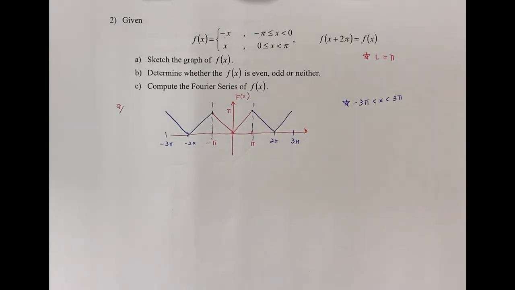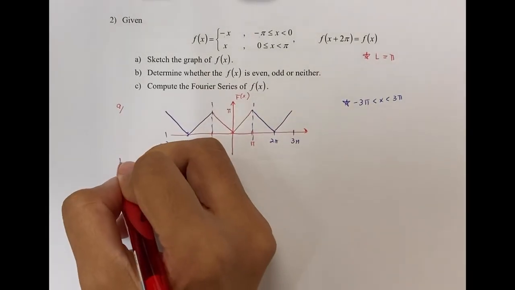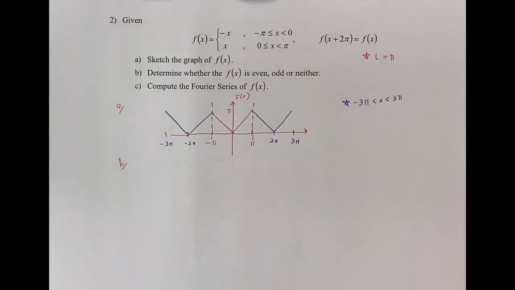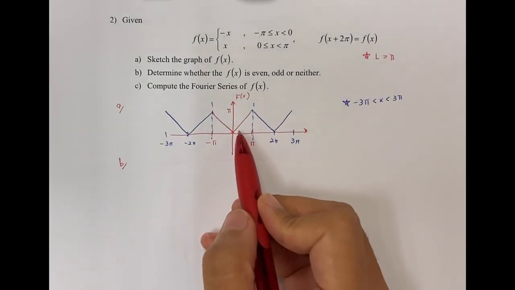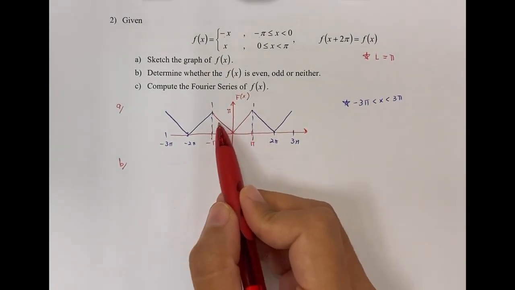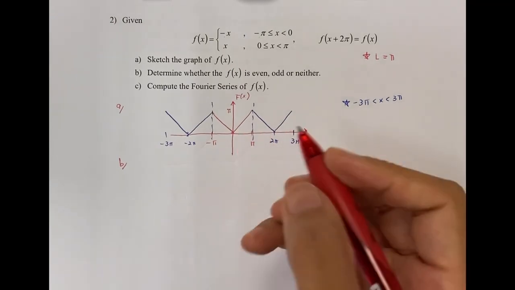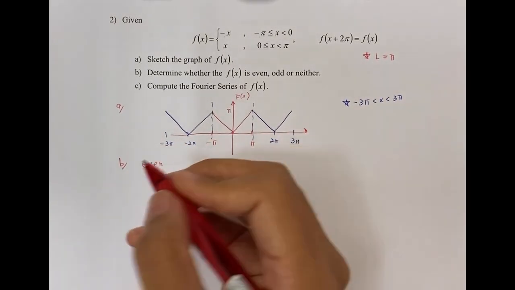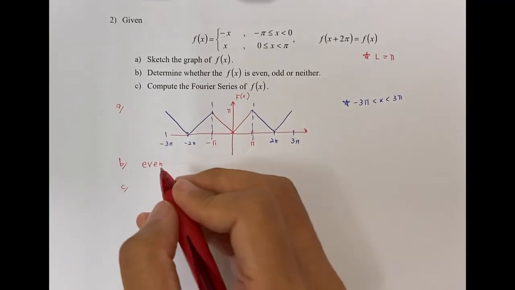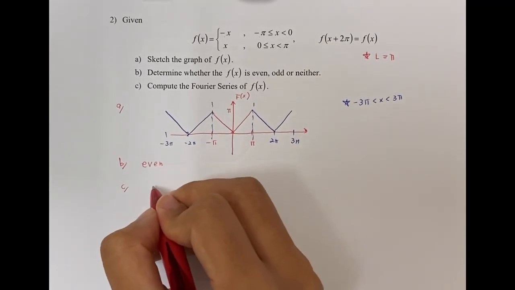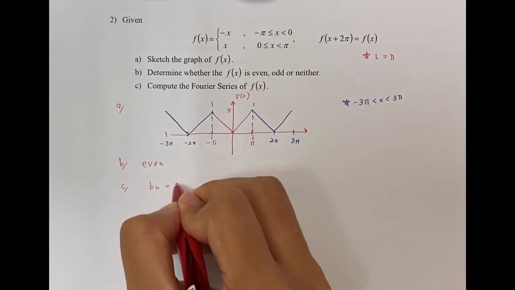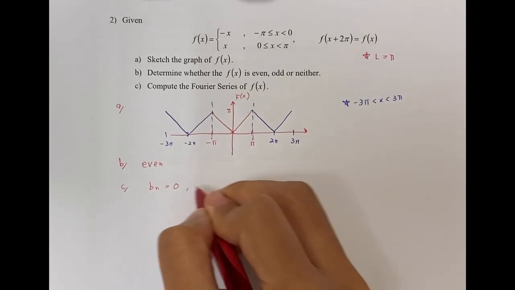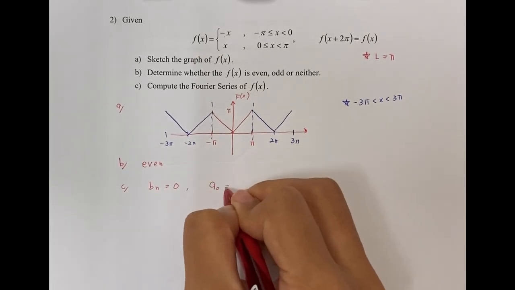Okay, and B, is it even, odd or neither? So if you see this graph, it reflects on the y-axis. Okay, so it is obviously an even function. So since it is an even function, your bn is automatically equal to 0. So what you need to do is just to find what is your a naught.